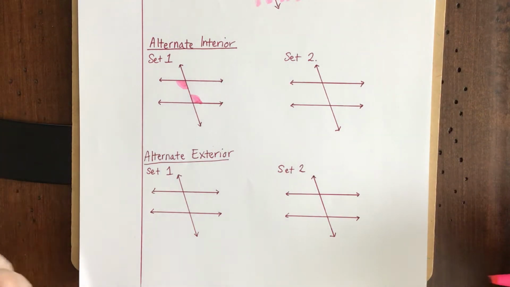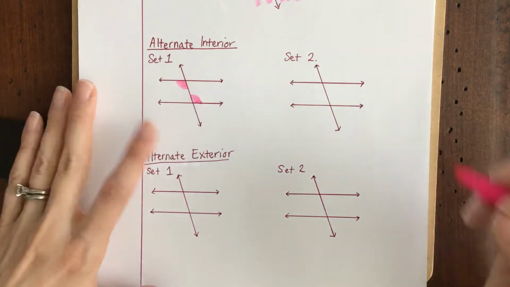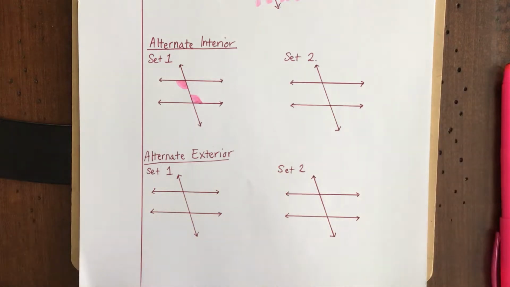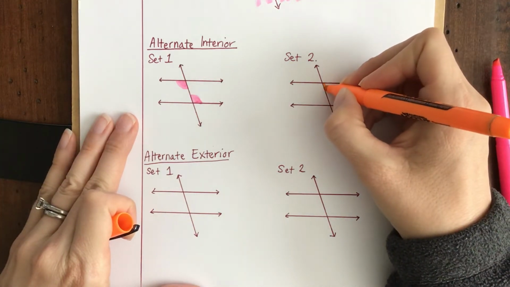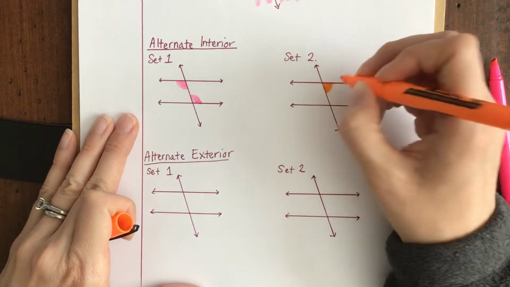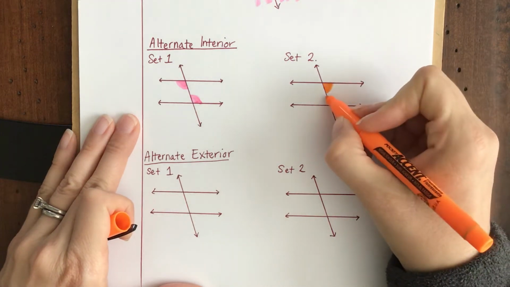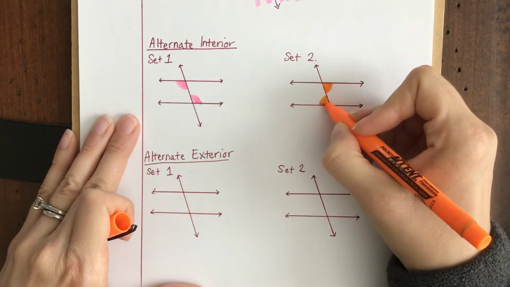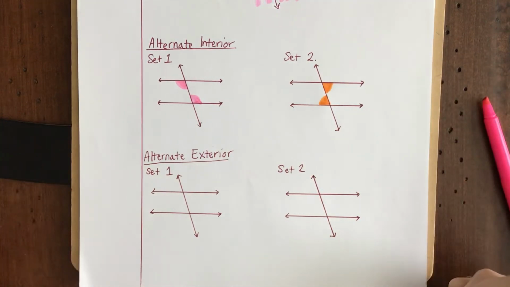Now there's another set of alternate interior angles created by this set of parallel lines and transversal, and it's on the other side. So let's take a look at this, set number 2. If you have this angle right here, the angle that would be the alternate interior angle to this one would be this angle right here. And again, from what you learned yesterday, these two angles are going to be congruent to each other.